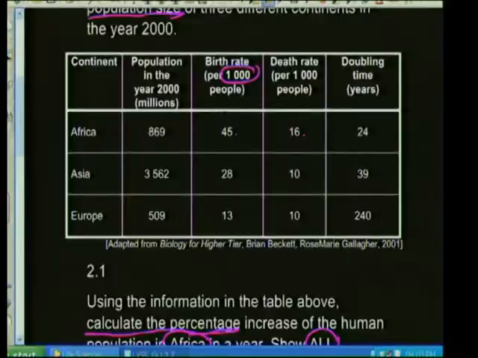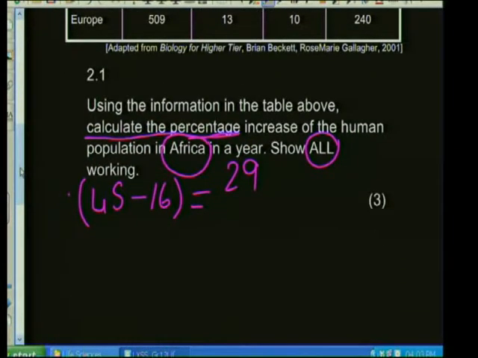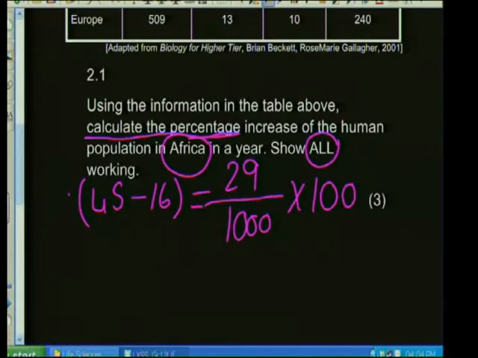It's like adding up your tests. What did you get for your test? And surely a test must be out of something. What is it out of? Have a look here: per 1,000 people. So what do we divide by? 1,000. We want to get a percentage. How do we get a percentage? We times by 100. Now this one's quite nice and easy, because if you forgot to bring your calculator, at least you could have worked it out by yourself.